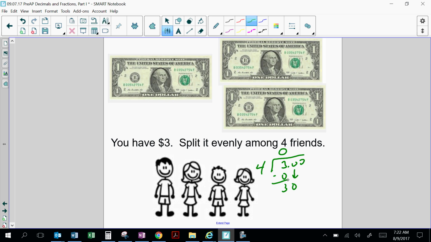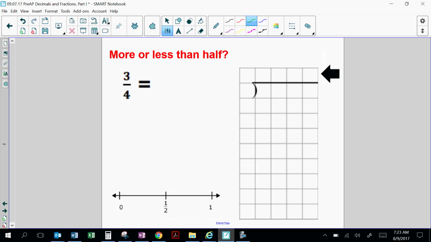Bring down the 0. Can 4 go in 30? 7 times. Bring down the 0. Can 4 go in 20? 5 times. So 75 cents. Each person will get 75 cents. Well, we just did this example if you did not know that.